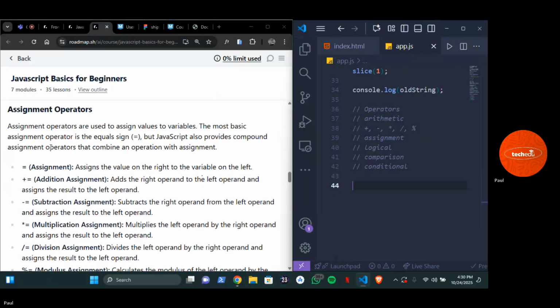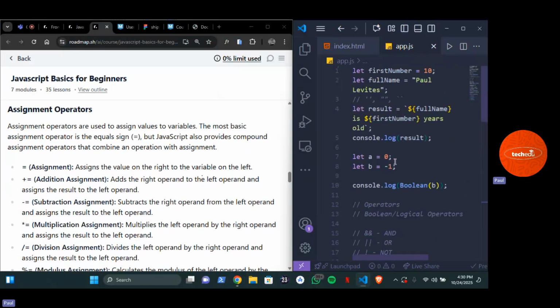Now, assignment operators are used to what? Assign values to variables. Now, we've done this before. Again, when you said let full name equals what? 10. What's the assignment variable there?